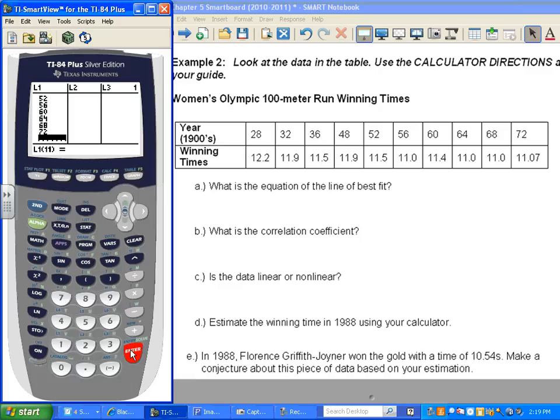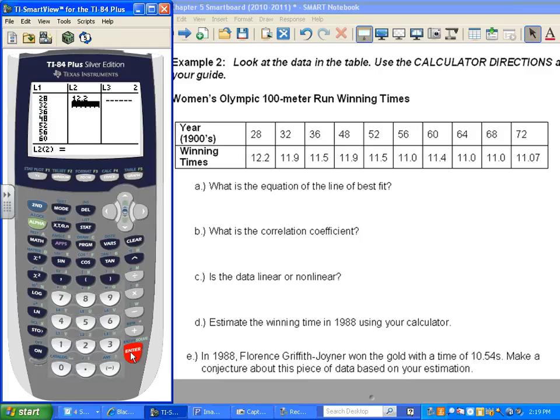So L1 is X. Does everyone's first column say L1? Some calculators for some reason start at L2. Okay, good. Luke B, you with us? Yeah. All right, L2. So use the right arrow to get over to L2. Let's type in the winning times. If you type something in wrong, your equation for the line of best fit is going to be completely off.